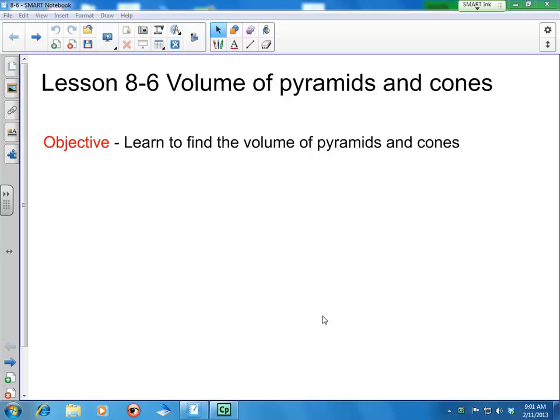Today we are continuing our work with volume. Today we're finding the volume of pyramids and cones, which is a little bit different than what we've done this last week, and I'll show you why.